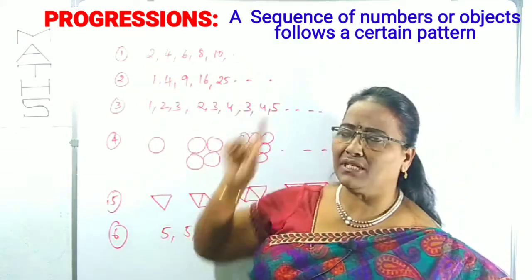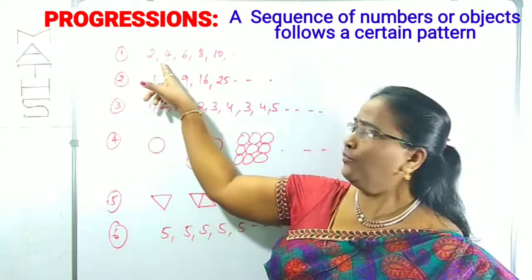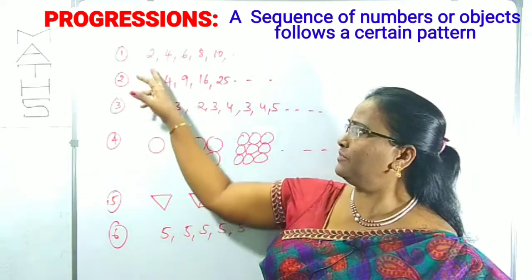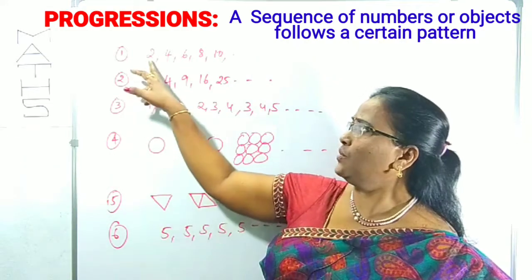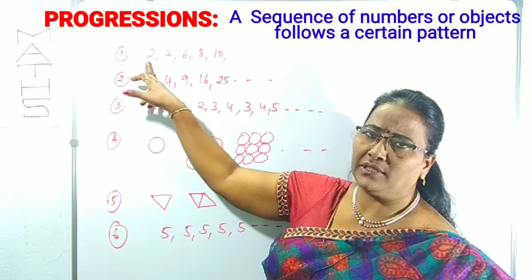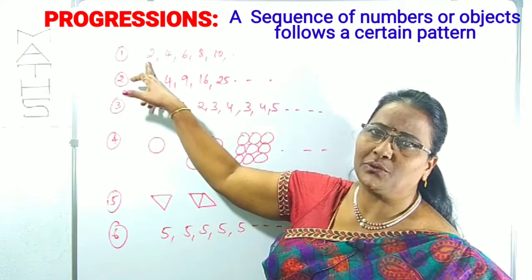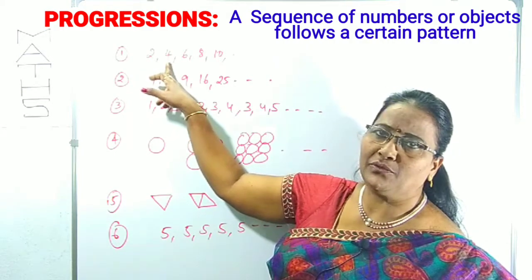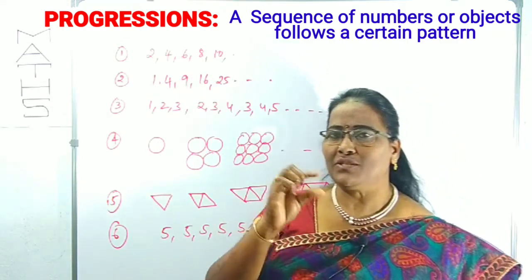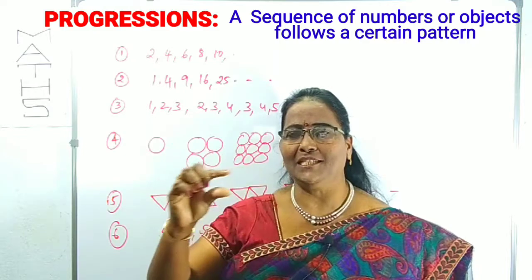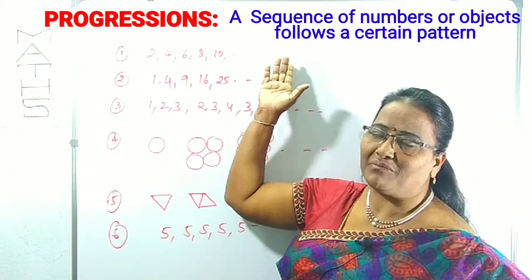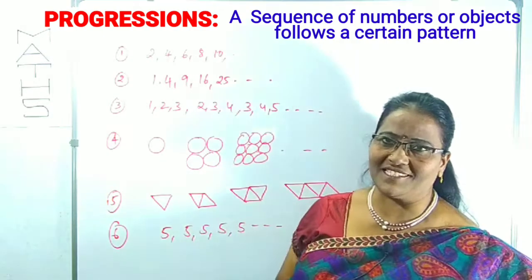Example 1, what can we observe from this? 2, 4, 6, 8, 10 and so on. We can observe from these numbers that each number is added 2. Means what? 2 add 2 to 2 is 4. Add 2 to 4 is 6. Add 2 to 6 is 8 and so on. Means 2 is added to each preceding number. This series will be formed. This is one of the types of progressions, right?